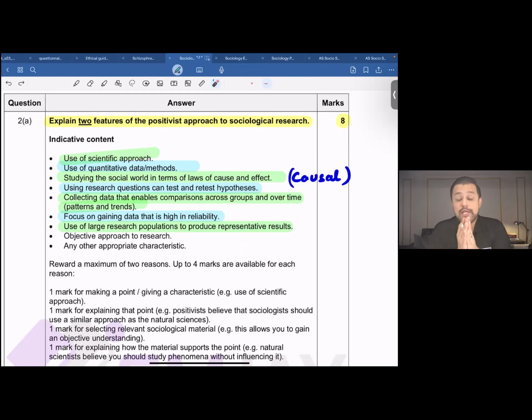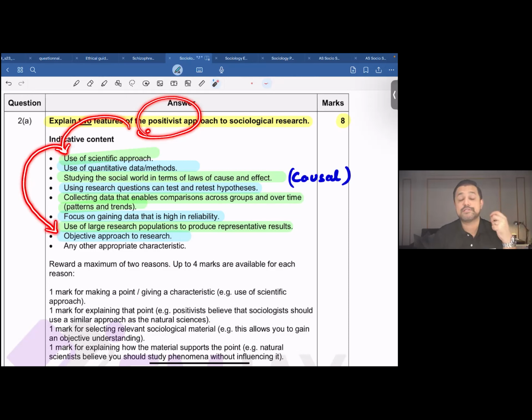An advantage of quantitative data is that you can collect data from a larger population, right? The larger the population you're collecting data from, the more likely your findings would be generalizable. So the more people you collect data from, the more confident you'd feel that you could apply the findings to a wider group, a larger population. The next point: objective approach to research. Now, let's link this point to the first point. Positivists emphasize that data should be collected in an objective manner.